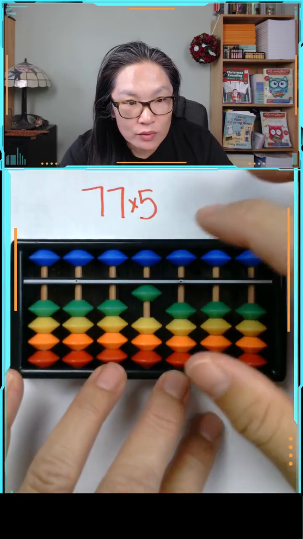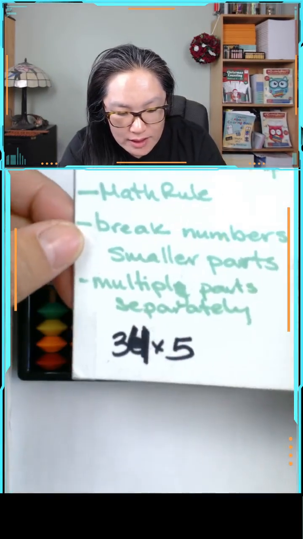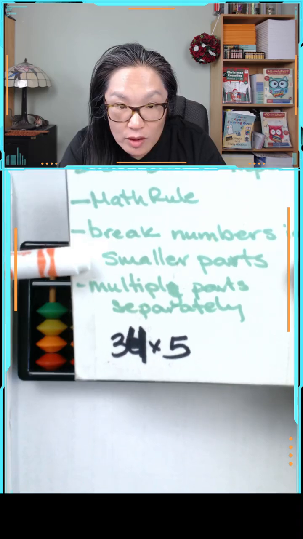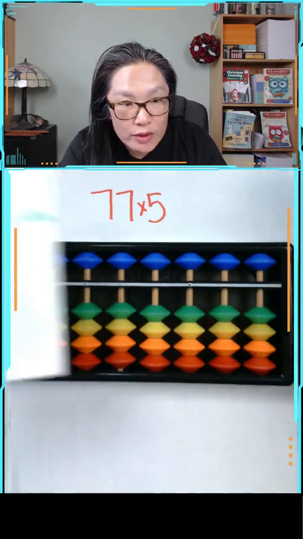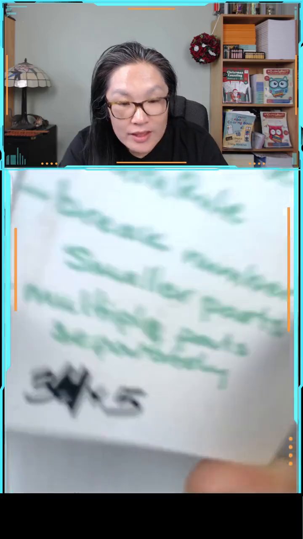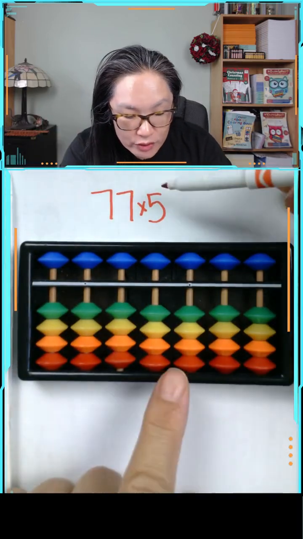So in abacus world, we do distributive property. Distributive property is a math rule: we break the numbers up into smaller parts. Not a problem. I understand you could do it in your head, but I'm just showing you concepts, how to do it on the abacus. This whole live is all about how we work with the abacus. So we do distributive property.